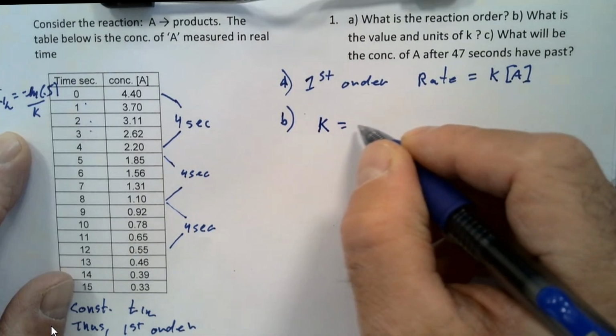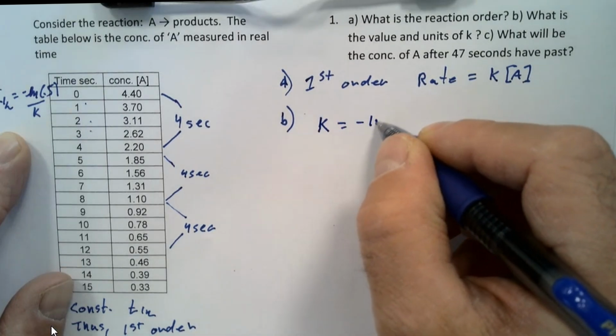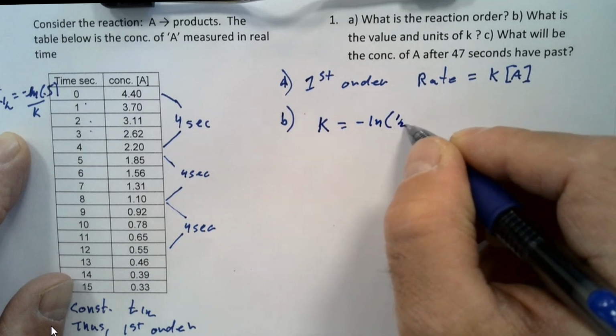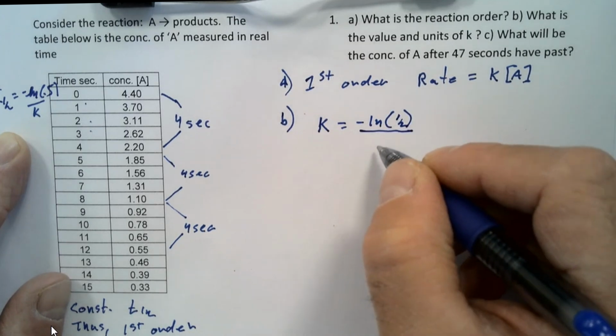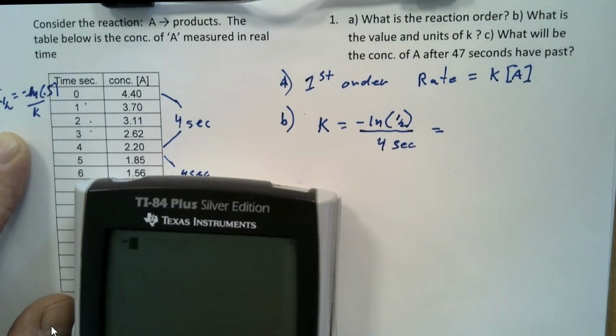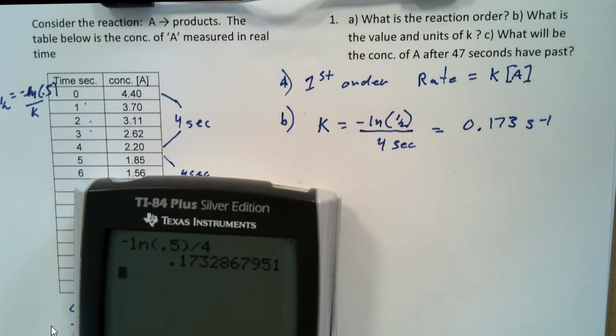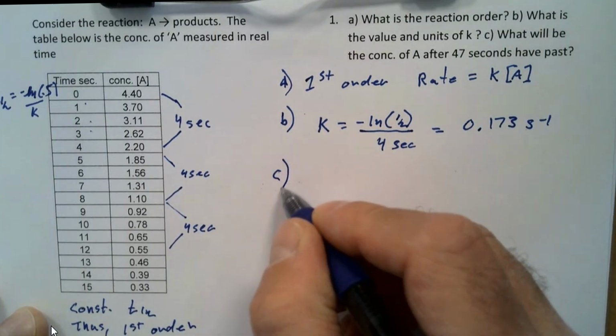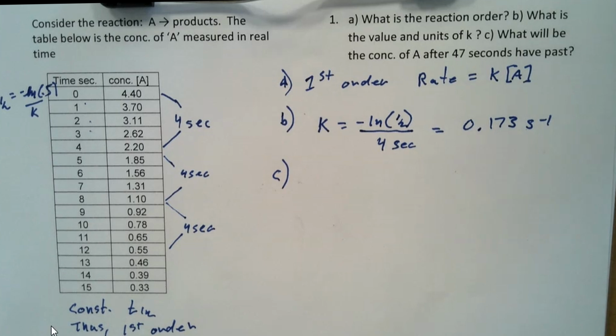Well, we'll use our handy-dandy equation. It says k equals negative natural log of 1/2 divided by t 1/2, 4 seconds. That should give me everything I need. Negative natural log 0.5 divided by 4 seconds. There's the value and units of the rate constant. Now that we know all that, we can go on and answer part C. What will be the concentration of A after 47 seconds have passed?